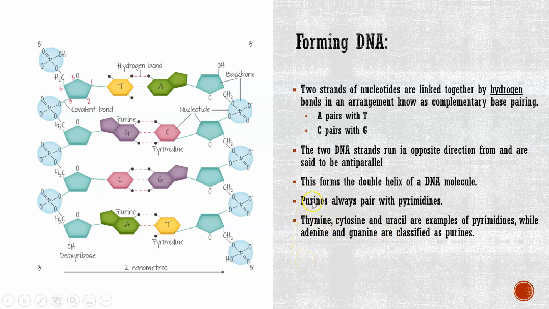And so we say our purines always pair with the pyrimidines, okay? Thymine, cytosine, and uracil are examples of pyrimidines, while adenine and guanine are classified as purines.